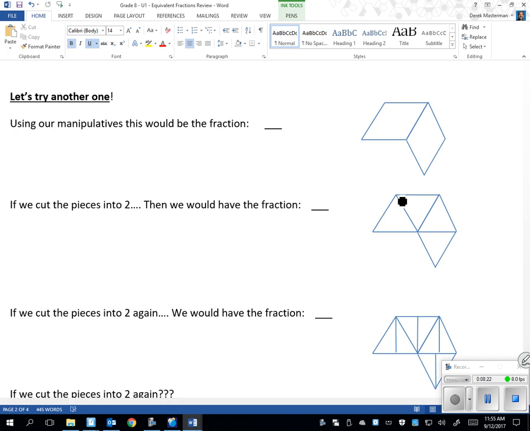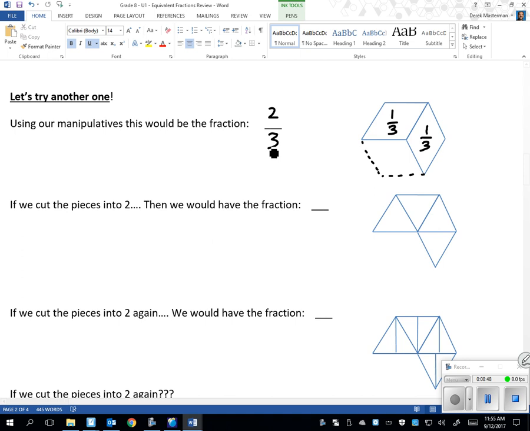Go ahead, Station. 2/3. Good. How many would it take to make a whole? It would take 1, 2, 3 pieces to make a whole. So each piece is a third. I have a third and a third, which makes a total of 2/3. Wow, mind blowing. So here I have 2/3.